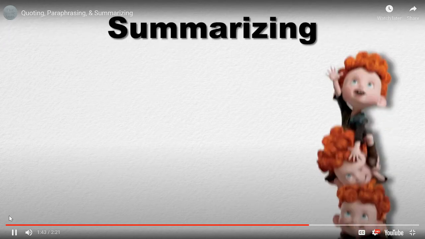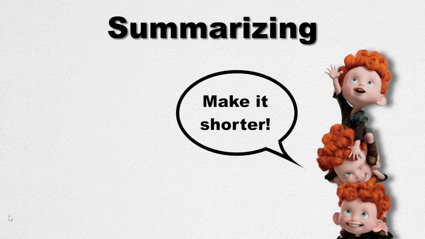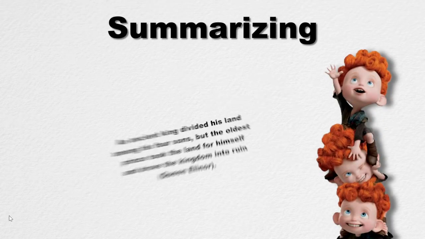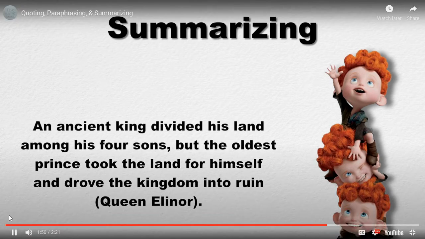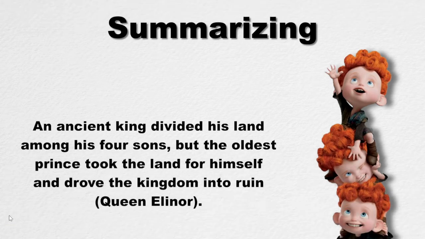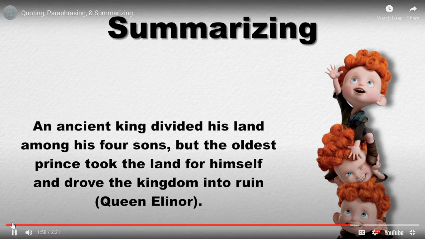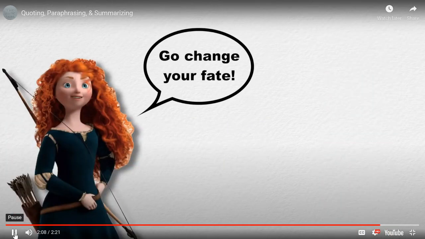Now let's summarize this passage because it's kind of long. A summary would sound something like, an ancient king divided his land among his 4 sons, but the oldest prince took the land for himself and drove the kingdom into ruin. So when we paraphrased, we focused on the king giving away the land. But here, we're also focusing on the fact that the prince took all of the land and the effects of that. And these are the 3 ways that you can incorporate somebody else's ideas into one of your papers.